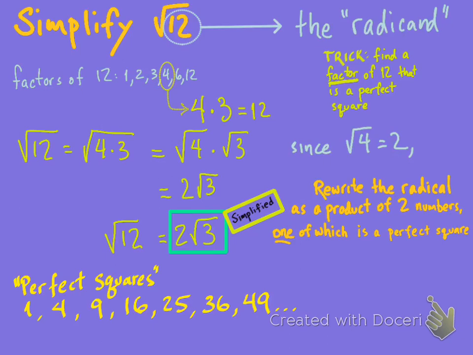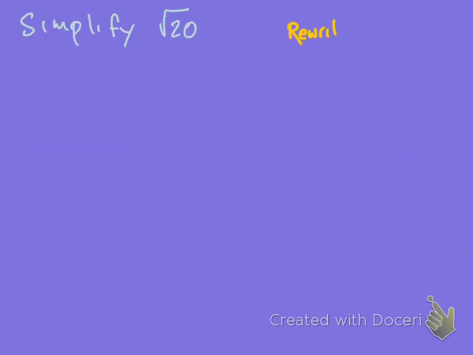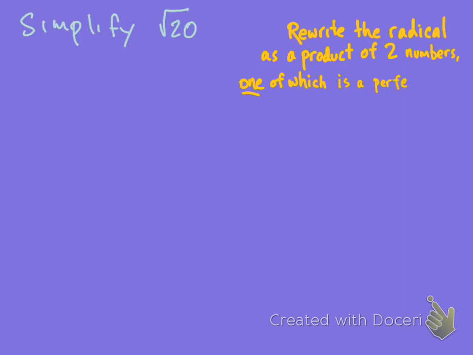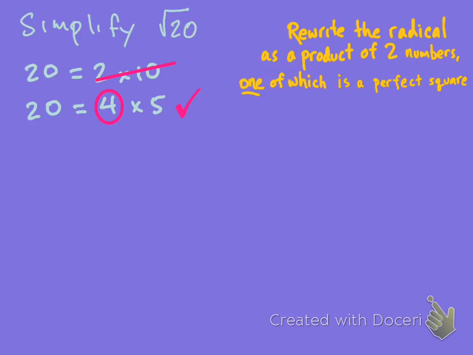All right, let's try this again. Let's say we're going to try to simplify the square root of 20. And remember, there's our little process there. Rewrite the radical as a product of two numbers, one of which is a perfect square. Well, like 2 times 10, except 2 times 10 doesn't use a perfect square. Neither 2 nor 10 are perfect squares. Well, what about 4 times 5 then? Yeah, that works, because 4 is a perfect square.